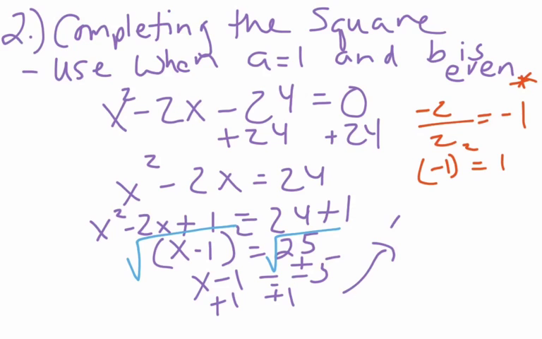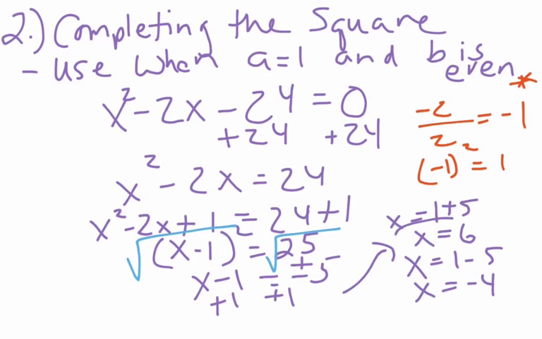This gives us two equations here, or two potential answers. We would have 1 plus 5 as one of them, so x could be equal to 6, and then we have 1 minus 5, or x is equal to -4.